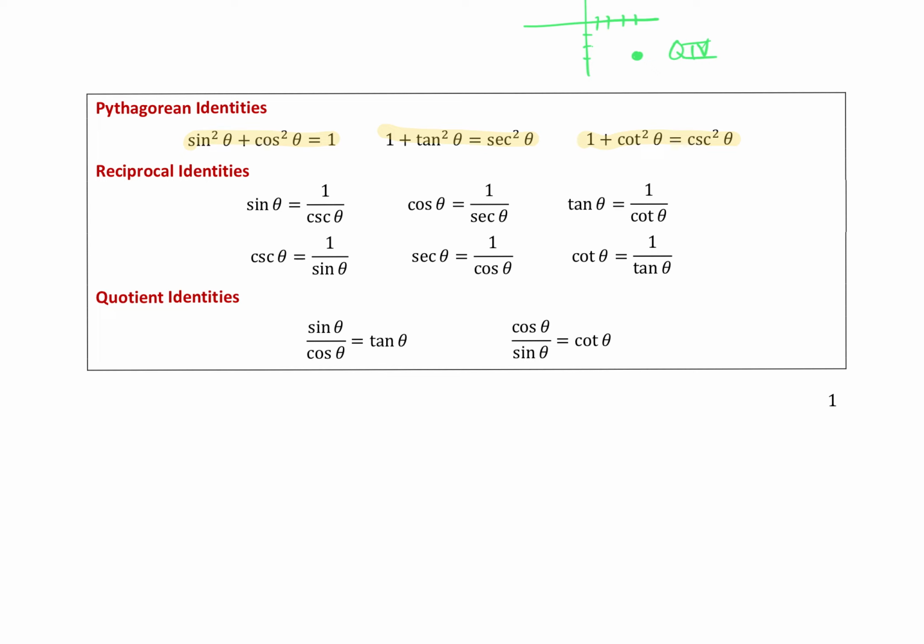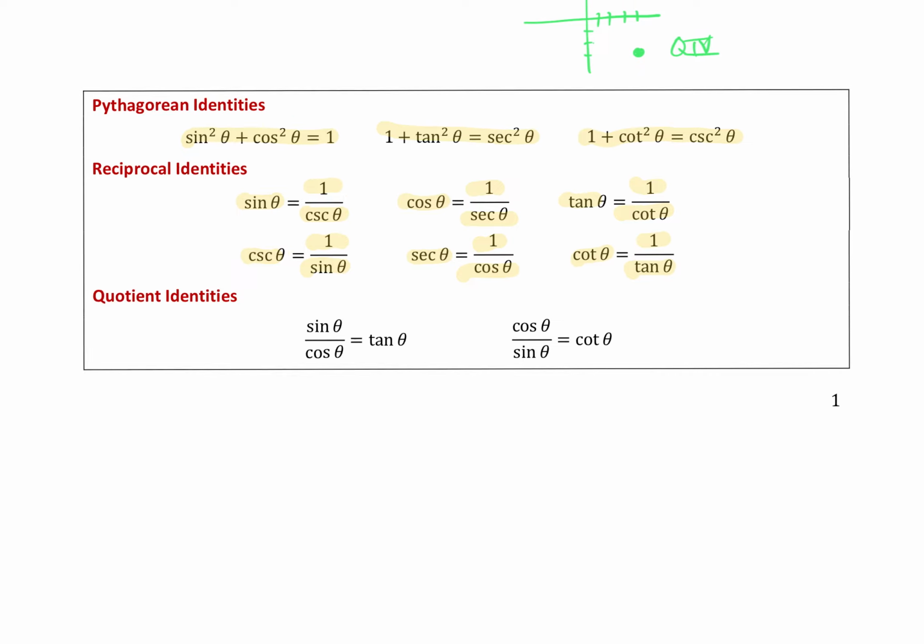We have our reciprocal identities. So remember, sine is equal to 1 over cosecant, but cosecant is 1 over sine because they're reciprocals of each other. So if cosine is equal to 1 over secant, then secant must be equal to 1 over cosine, again, reciprocals of each other. And then we have tangent, 1 over cotangent. Cotangent is 1 over tangent, reciprocals of each other.